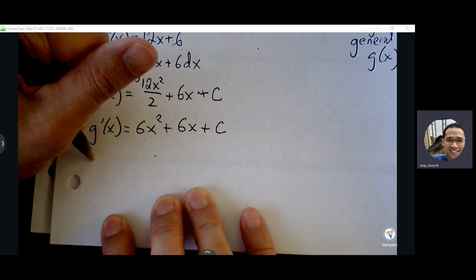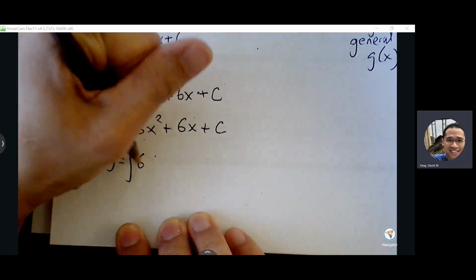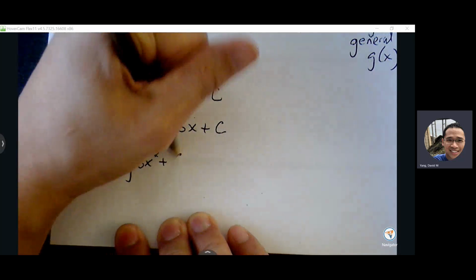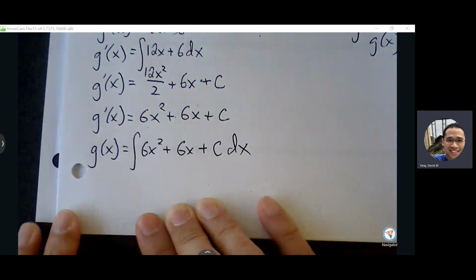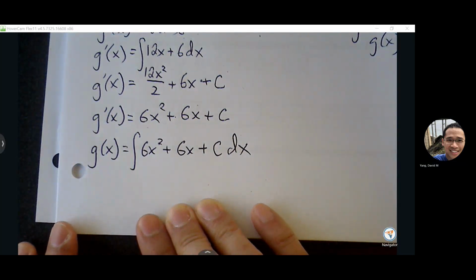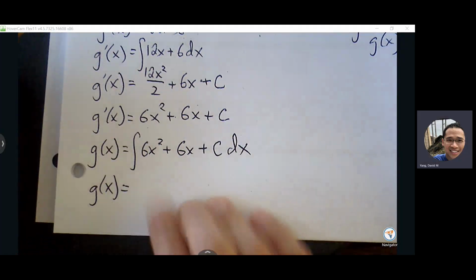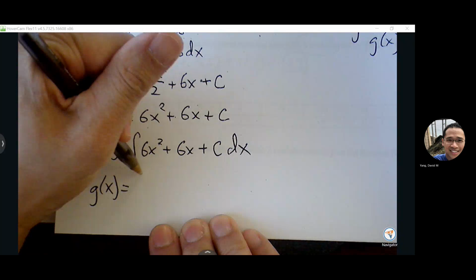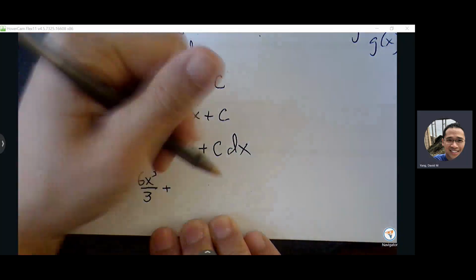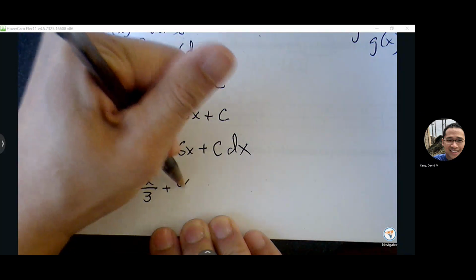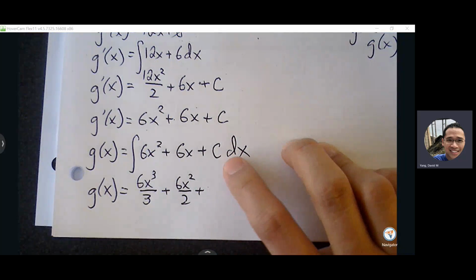Okay, so we're going to make it rise up to the g of x level. Before I do that, I just want to indicate what I'm about to do on the right side. I'm going to make it go through the antiderivative process. Okay, so now I'm ready. 6x squared becomes 2x cubed over 3. Okay, 6x becomes 3x squared over 2. Good. Now, what is c going to become?